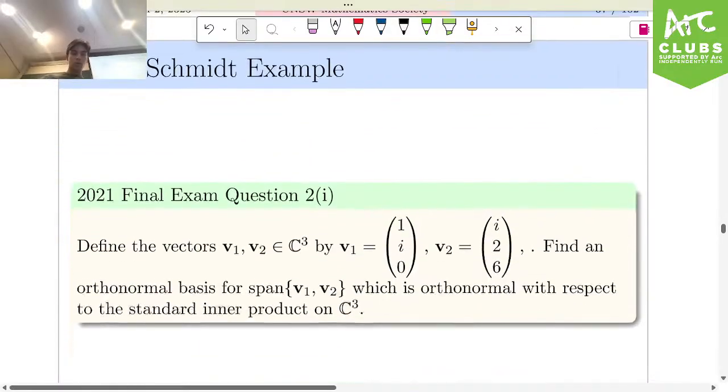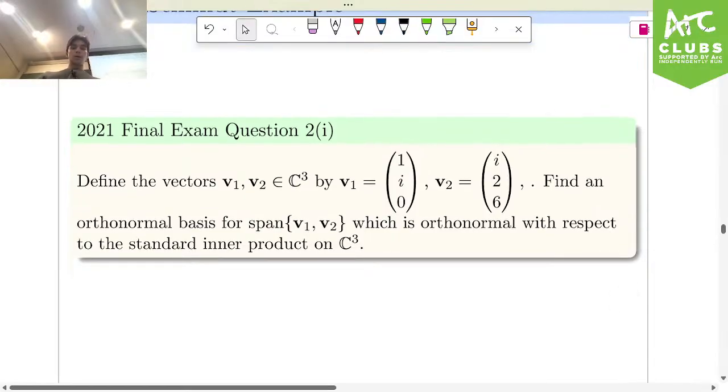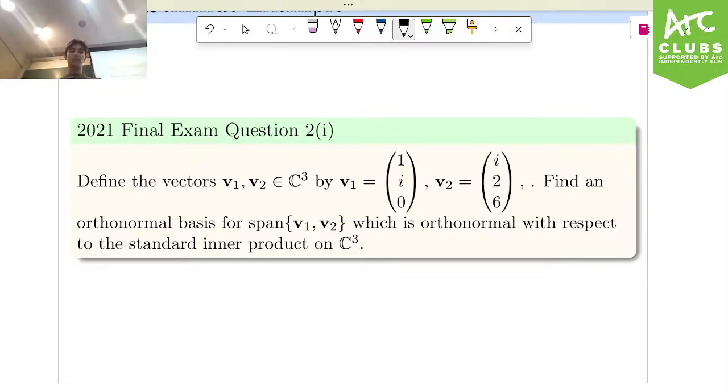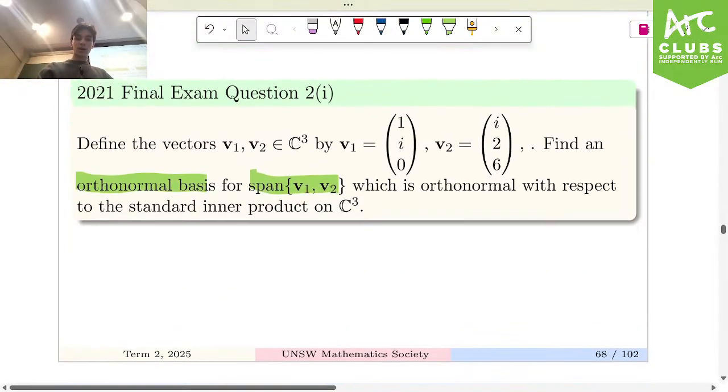All right, so let's do an example. Here we have two vectors, and the question says to find an orthonormal basis for the span of v1 and v2, which is orthonormal with respect to the standard inner product on C3. So the fact that we're asked to produce an orthonormal basis for a given span in this question should already tell us that we're expected to use Gram-Schmidt. So let's give that a go.